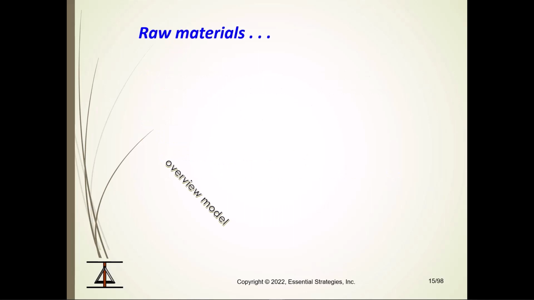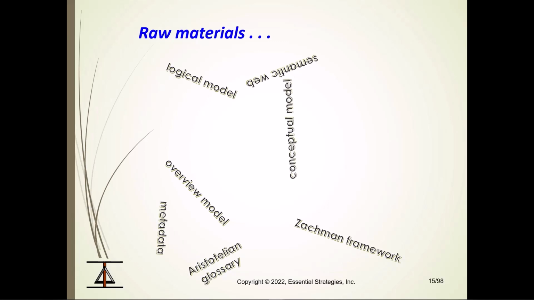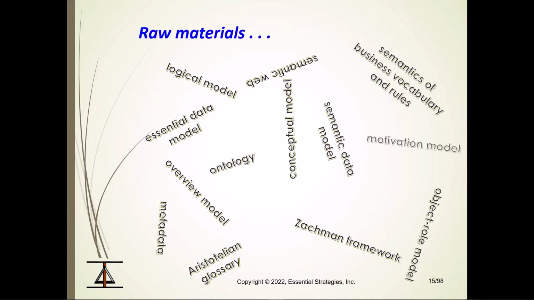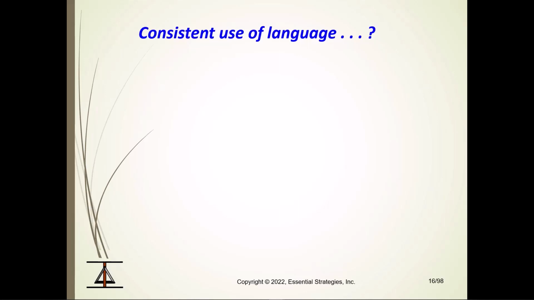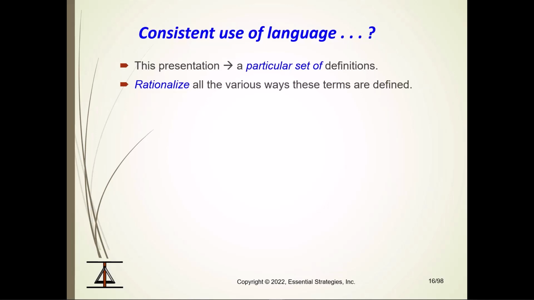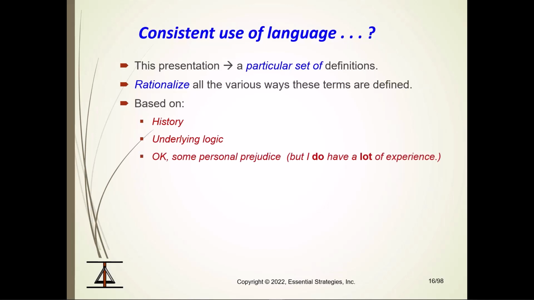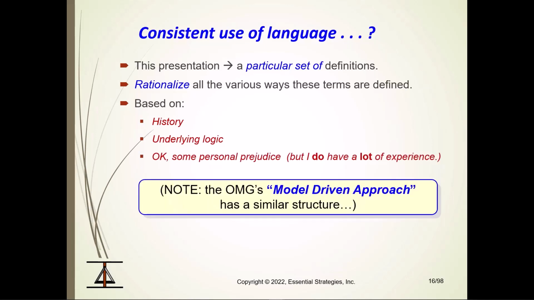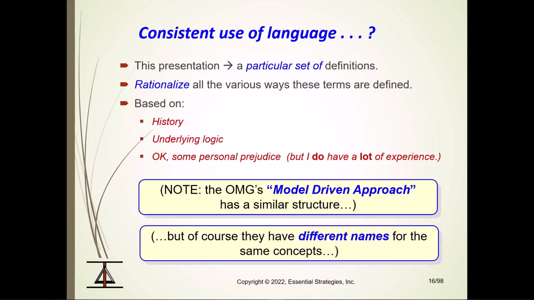Raw materials. Here you have the terms we are going to cover today. Just a few: Semantic Web, Logical Model, Aristotelian Glossary, Conceptual Model, and so on and so forth. Now, arriving at a consistent use of language. You should understand this presentation is about a particular set of terms and definitions. The idea is to rationalize all the ways these terms are defined, based on the history of each term, underlying logic, okay, some personal prejudice, but I have a lot of experience, and it is my show after all. Oh, by the way, OMG has a model-driven approach that has a very similar structure, but of course they have very different names for the same things.